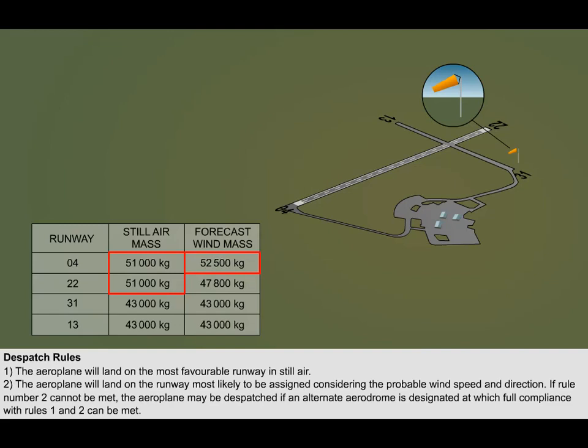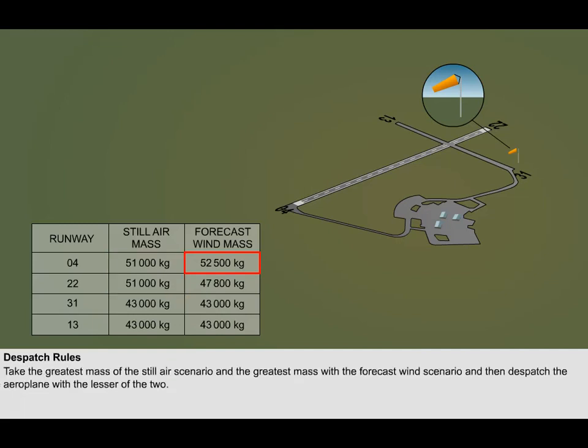Now we need to consider what to use as the dispatch mass of the aeroplane. If the aeroplane was dispatched at 52,500 kilograms mass, and then on arrival at the airfield, the forecast wind was not experienced and was less than 15 knots, the aeroplane would not be able to land. Therefore, the aeroplane must be dispatched with a mass of 51,000 kilograms. Dispatching the aeroplane with this mass would mean that no matter what wind conditions prevail at the destination airfield, the aeroplane will have a mass which will allow it to land at the airfield.